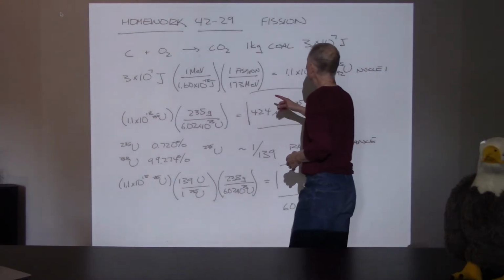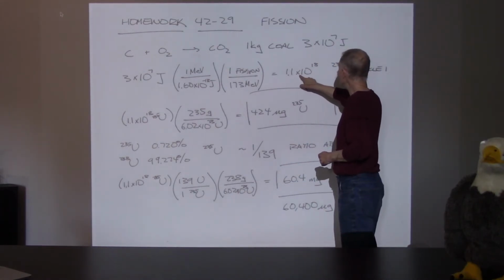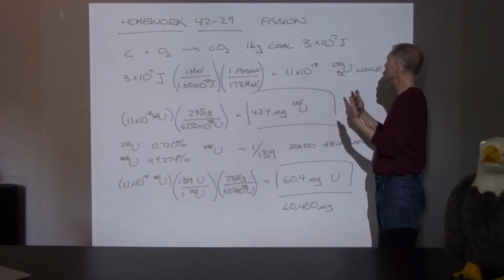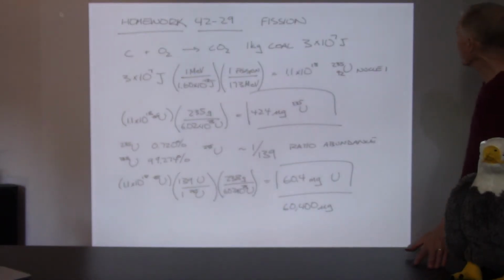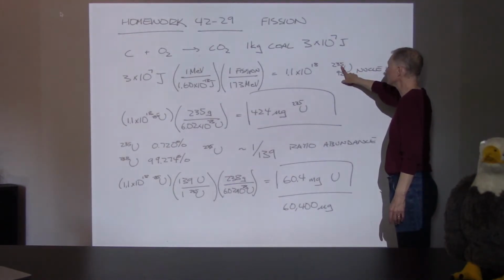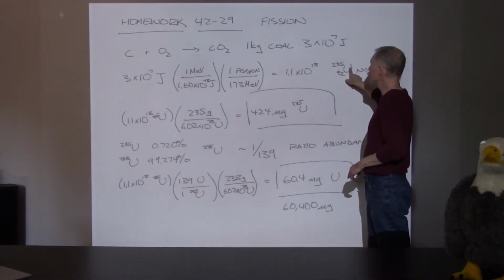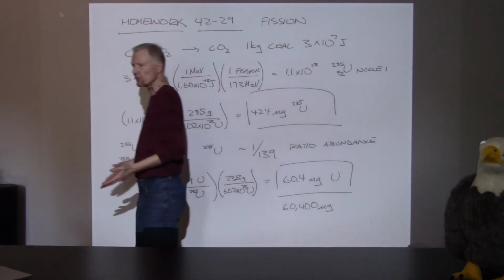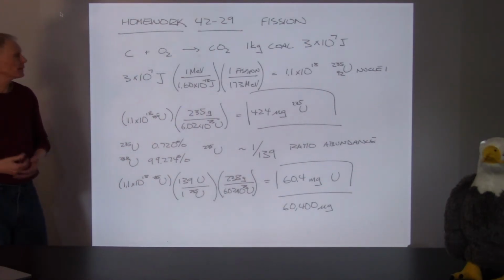What I ended up with was I would need 1.1 times 10 to the 18 fissions, and for each fission I would need one nucleus of uranium-235. So I just said I need that many uranium-235s to come up with 30 million joules. Then I thought, how much mass is that? Because that's what they're asking me in the problem.